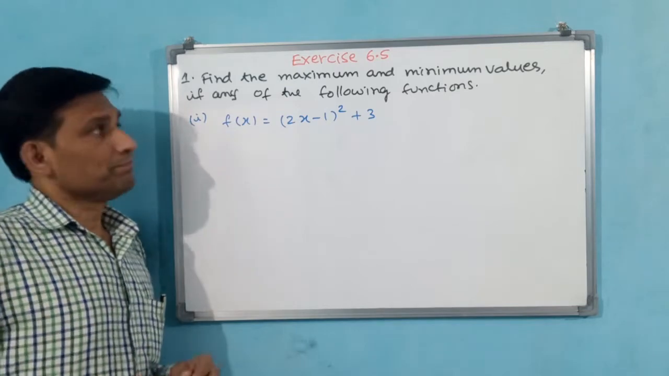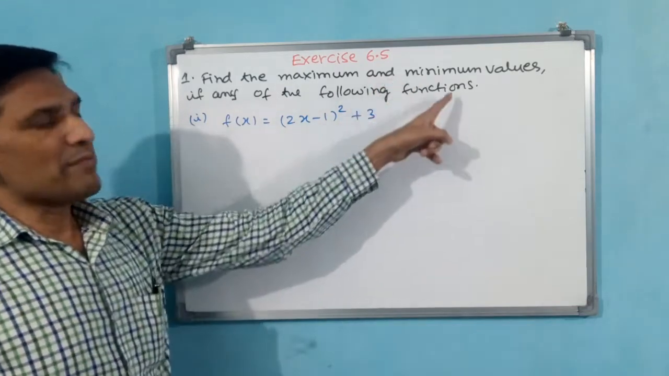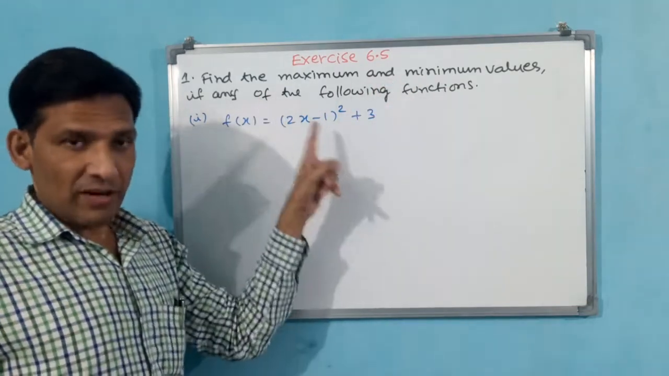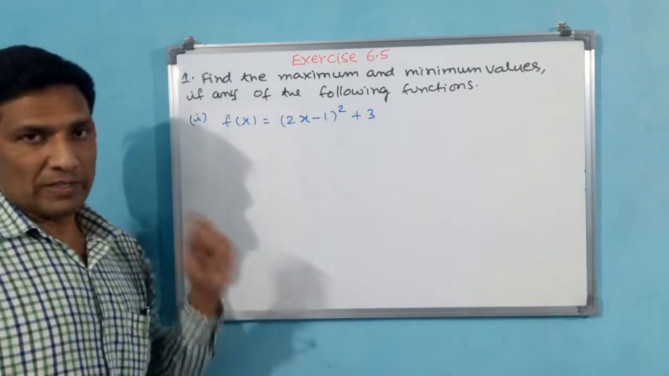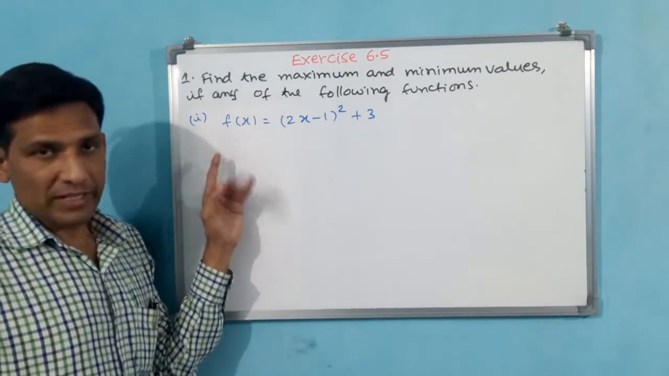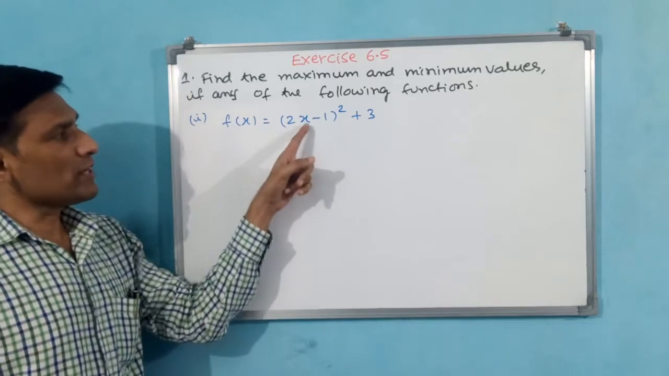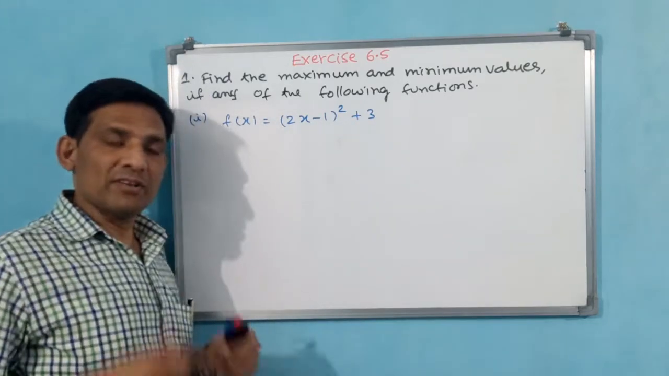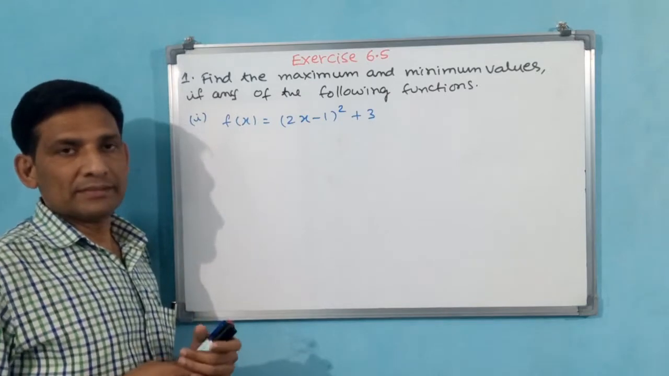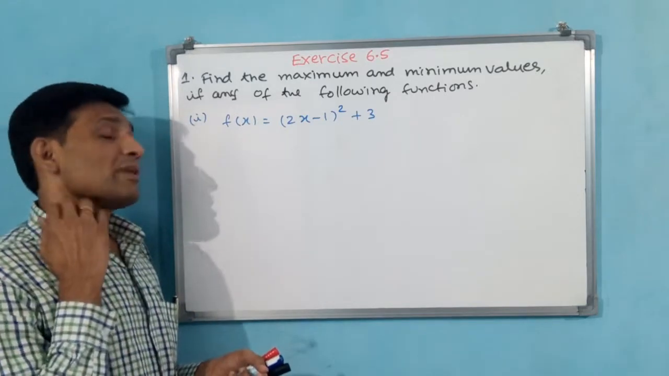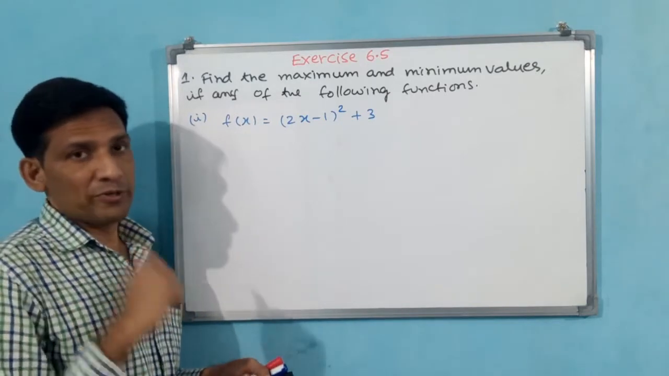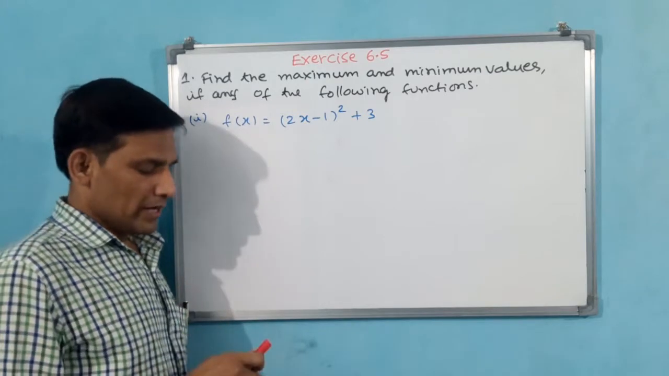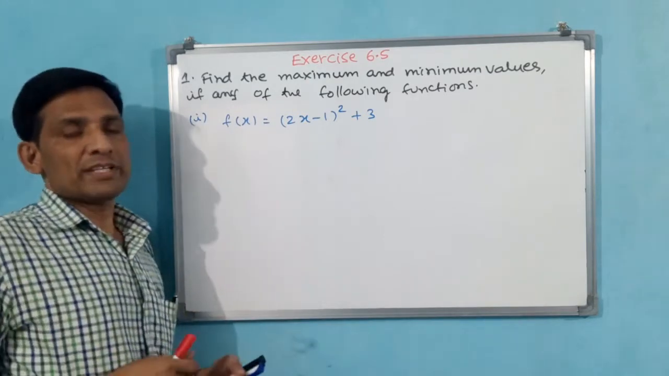See what they have written. Find the maximum and minimum values, if they exist, of the following functions. The first part I have taken: f of x is equal to (2x minus 1) whole square plus 3. See here, they have not given any interval. That means you have to take the entire R. If they have not given an interval, it may be minus infinity to plus infinity. Now you see how to proceed with this function.